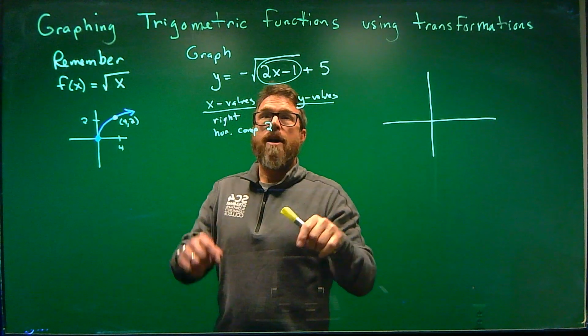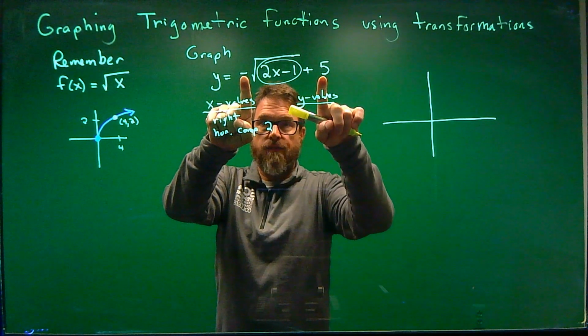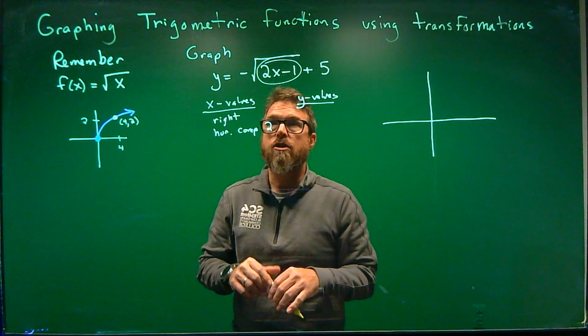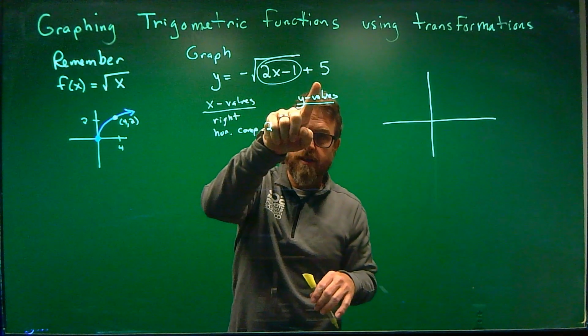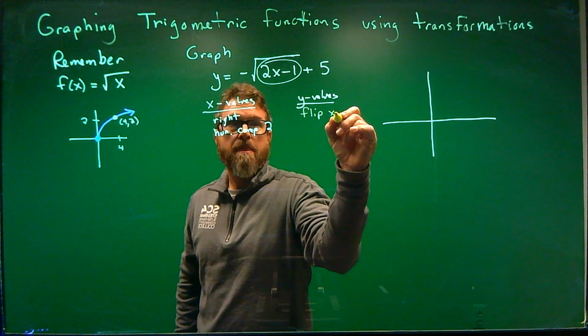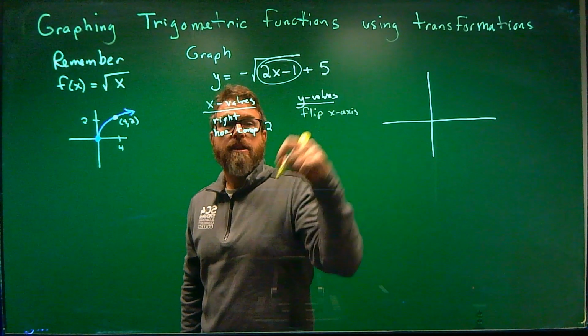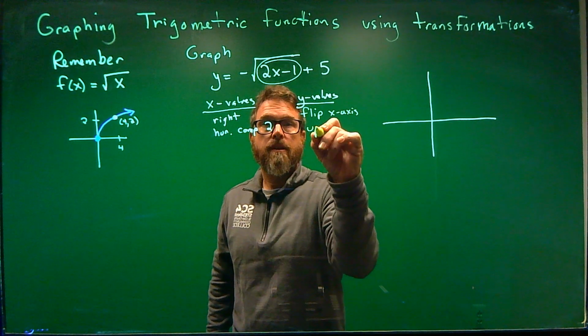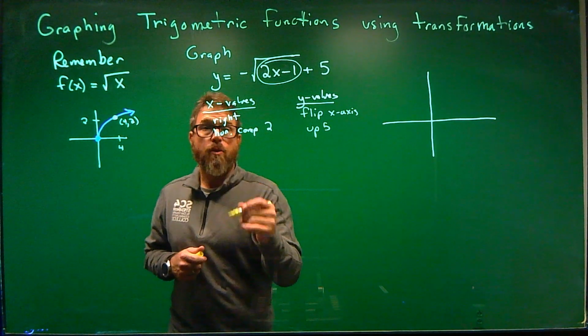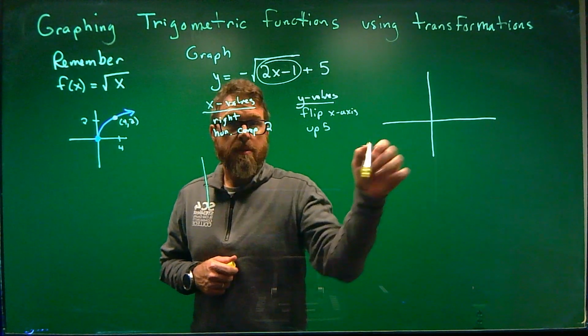Now, what's going to handle the y values is this negative sign and this 5. For y values it is order of operations, so you have to do the multiplication before you do the addition. So this negative is going to flip it over the x-axis, and then finally this 5 is going to make it go up 5. So let's do this in order. I'm going to actually do the progression of this, and then this will finally be my solution.